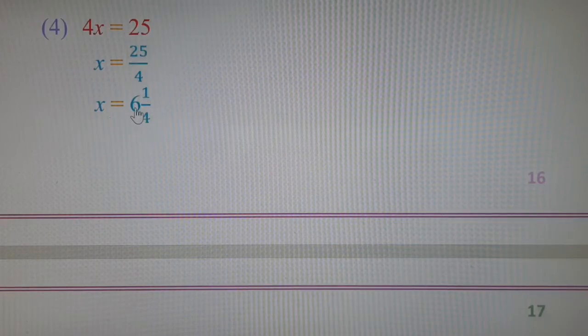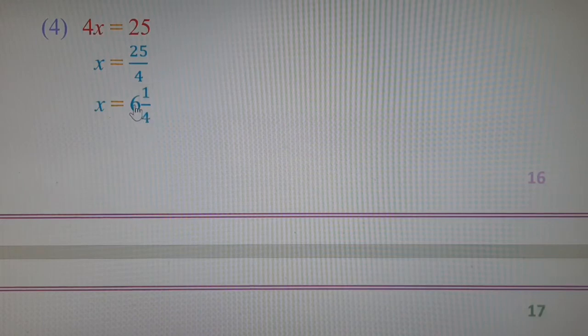4 6s are 24. 24 plus 1, we will get 25. So first we have to multiply and then we have to add. The multiplication addition rule, or MA rule: M for multiplication and A for addition. 6 4s are 24, that we are multiplying, and after 24 we add 1, and we get 25. So the numerator is 25. When it is simplified, we will get 4 as the denominator, 4 6s are 24 plus 1 is 25. So the mixed fraction will be 6 integer 1 upon 4.